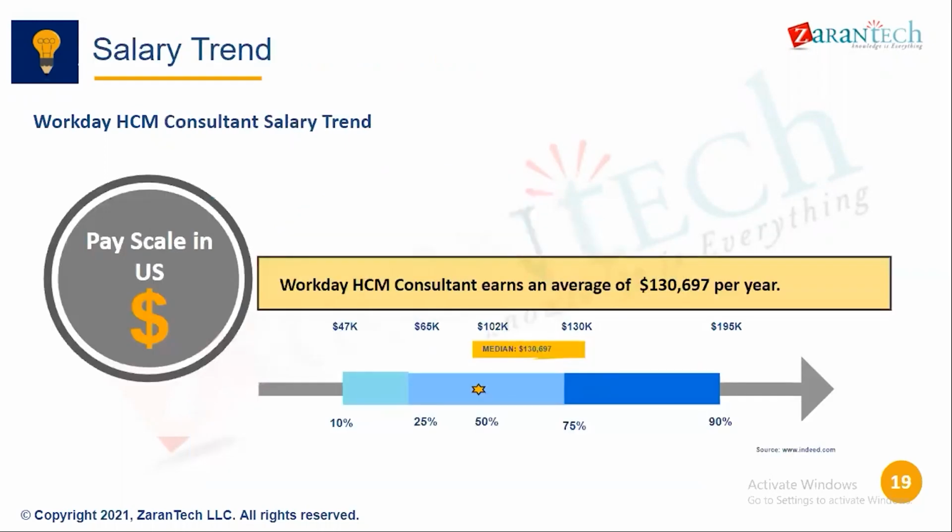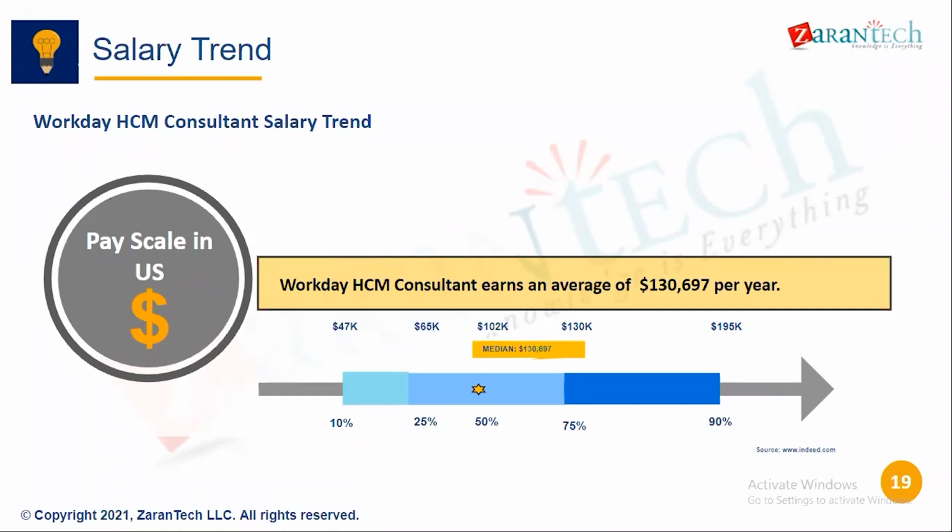So let's currently move on to the desired thing which we have planned to do today: Workday HCM consultant salary trend. Now again, guys, we all are here for a purpose, right? If I talk about an average income for a consultant coming from the US, and this is purely for a consultant from the US, since Workday is a US-based application, it is around 130K per year.